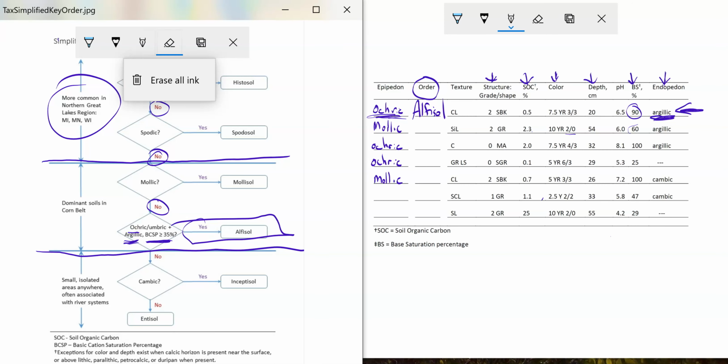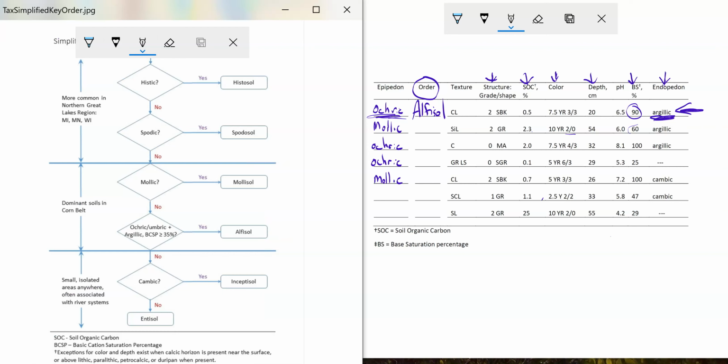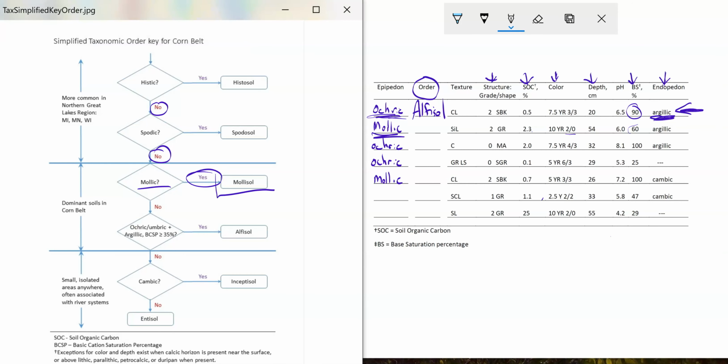Now let's look at the next one. We'll reset over here and go through our questions again. Does it have a histic? It's got molic, so no. Does it have a spodic? No. Does it have a molic? Well, yes, it does have a molic horizon, because there we had molic. So what is our order? We're to a box now. It's a Mollisol.